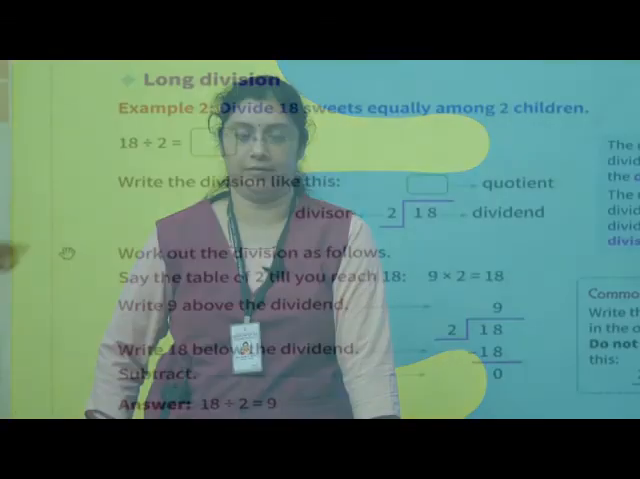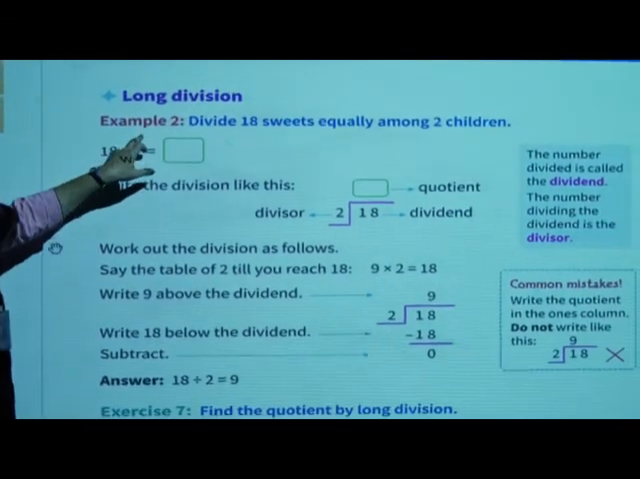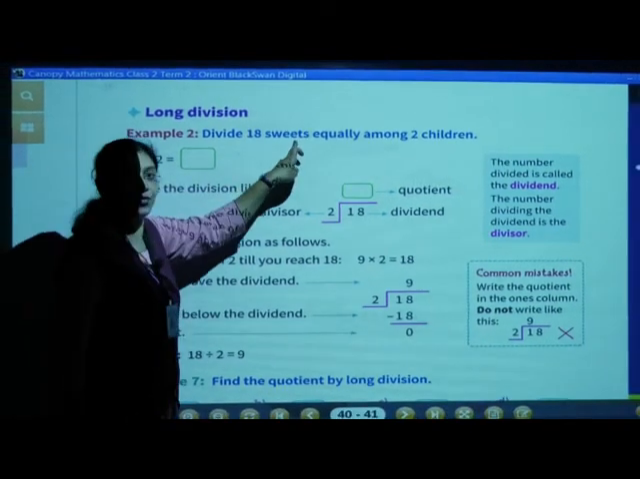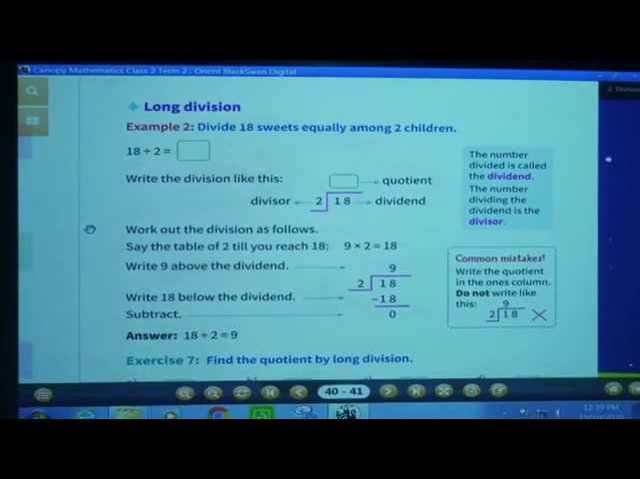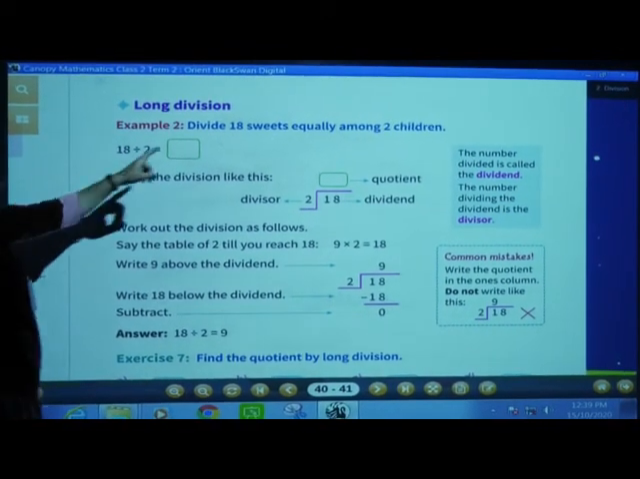Students, today I am going to teach you mathematics subject of grade 2. In the previous session we have seen how to divide using multiplication table and we have completed exercise number 4, 5 and 6. So today we are going to learn long division. Open your textbook, page number 41. Example: divide 18 sweets equally among 2 children.